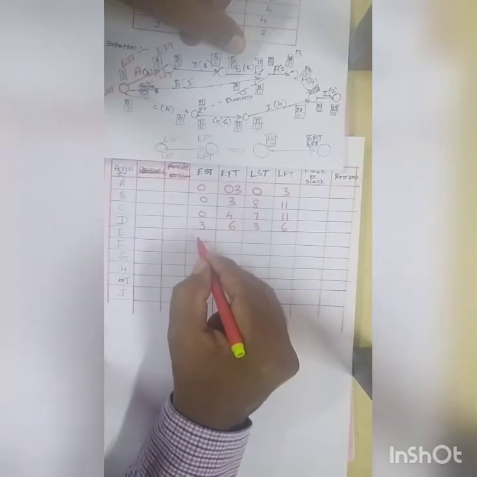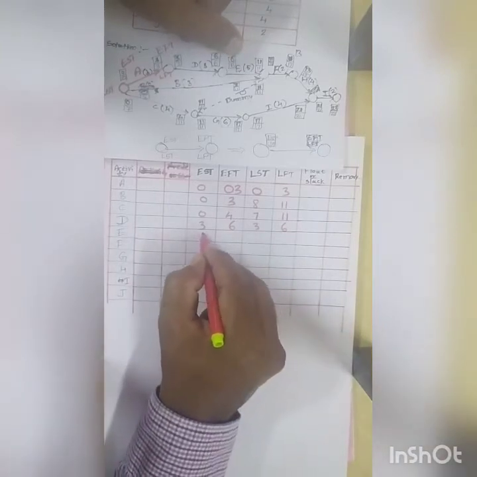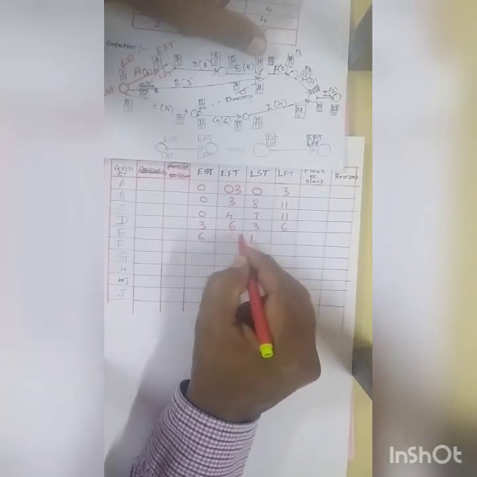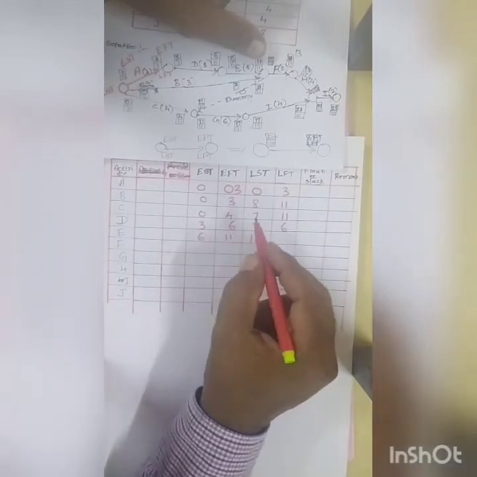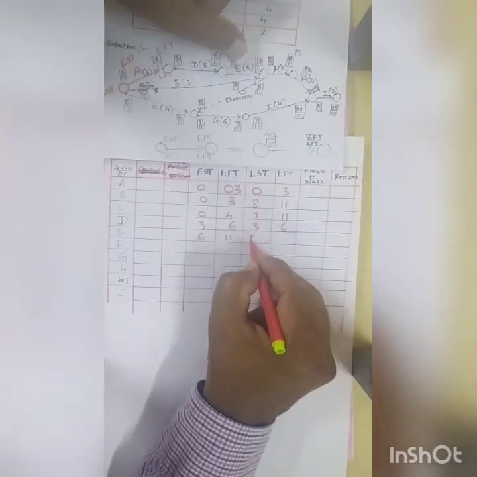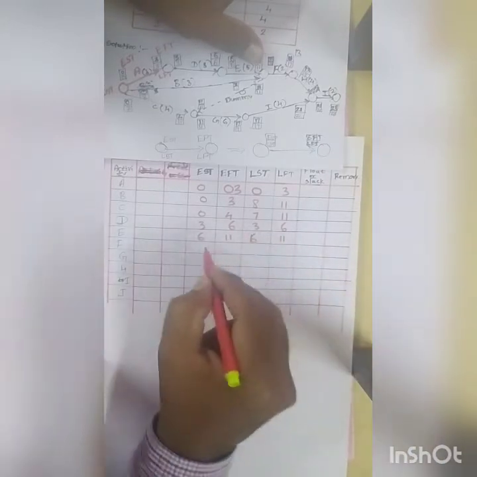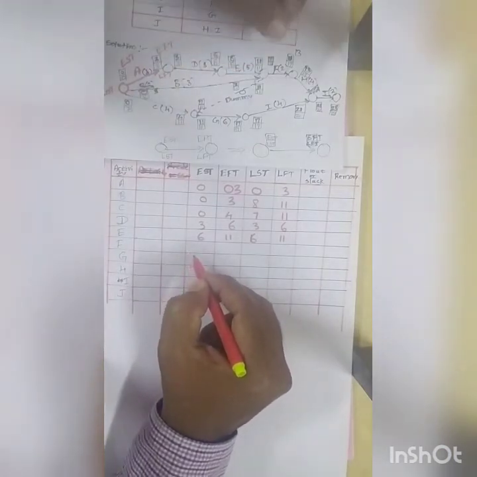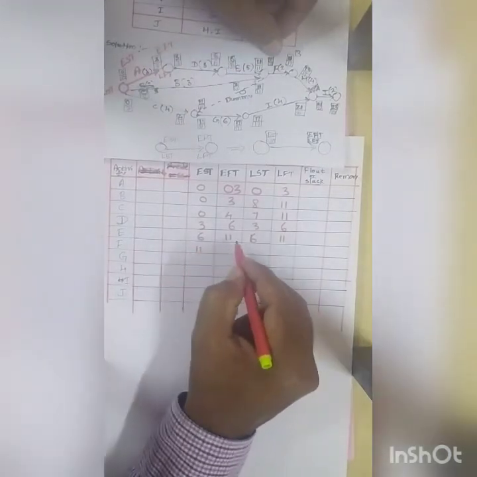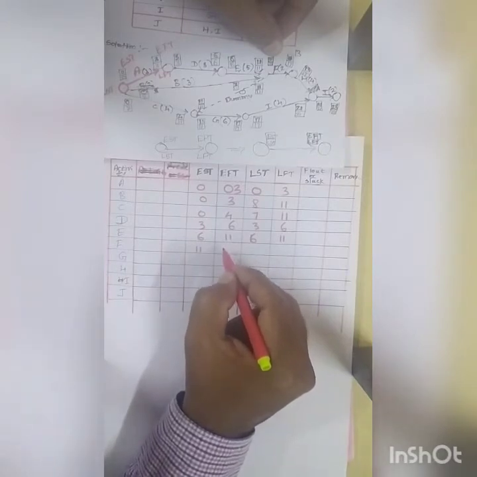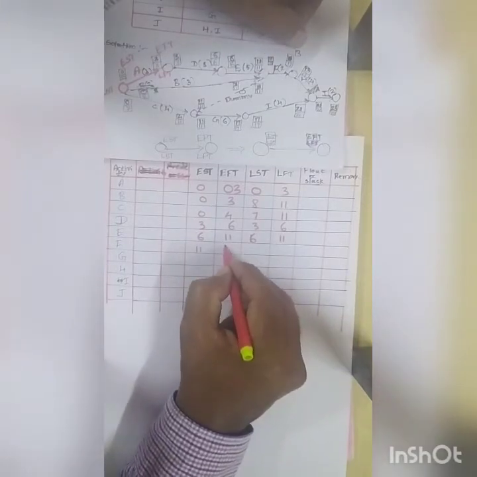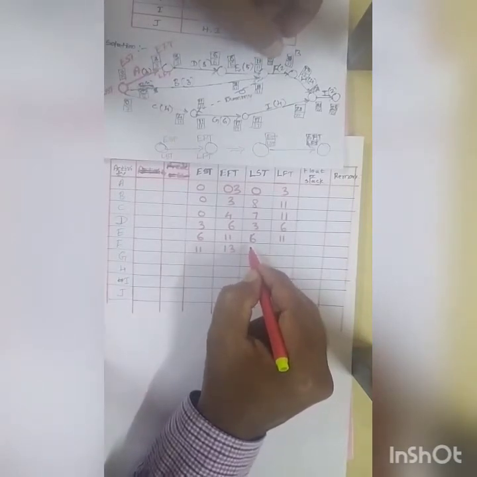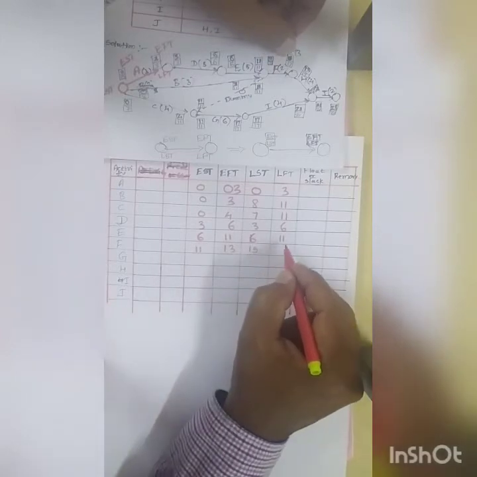Next activity E. 6, next 11. The latest start time here is 6, next is 11. Next F activity. Where is the F activity? My F activity is here. So the start time will be 11. Next the finish time will be 13. The latest start time, I think, is 15. Next it is 17.